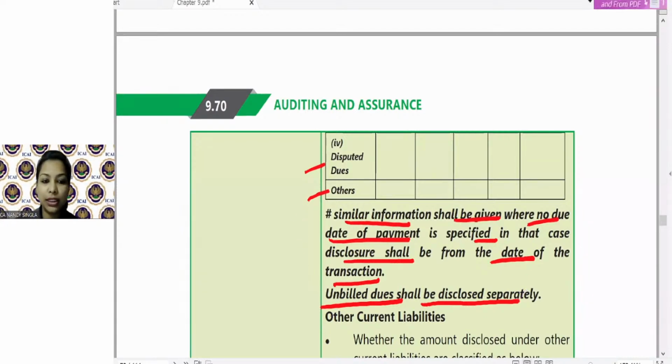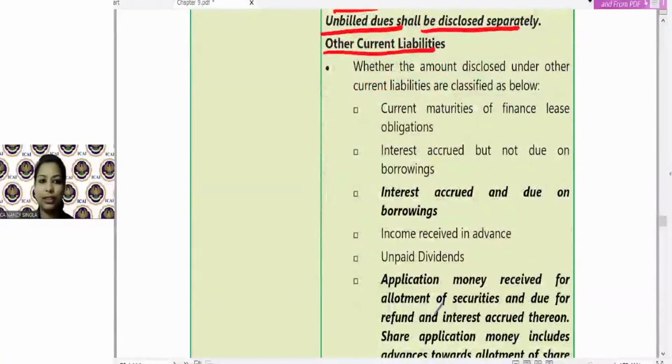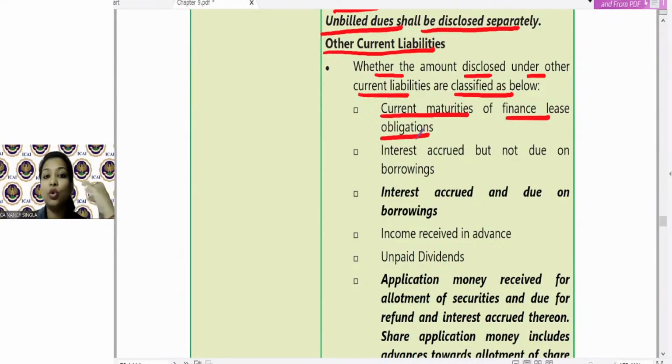Now with respect to other current liabilities, simple है बहुत, तो देखते हैं. Whether the amount disclosed under other current liabilities are classified as below. Current maturities of finance lease obligation. So if any of the installment of finance lease is to be paid within the next 12 months, current maturities of finance lease obligation, it will come here, other current liabilities mein, है ना?